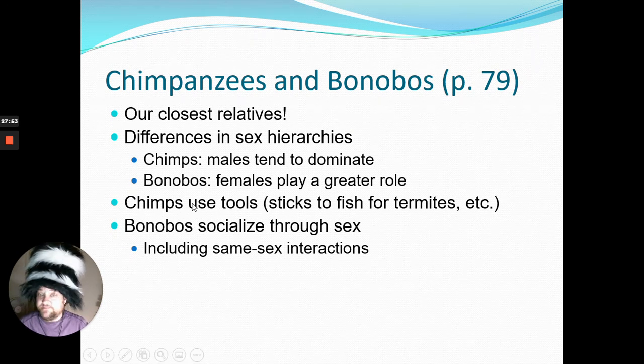Tool use is something that we see among both. And not just chimps, not just bonobos, but some other apes, even some monkeys. You see some signs of some kind of tool use. It gets more sophisticated the more closely related they get to us.